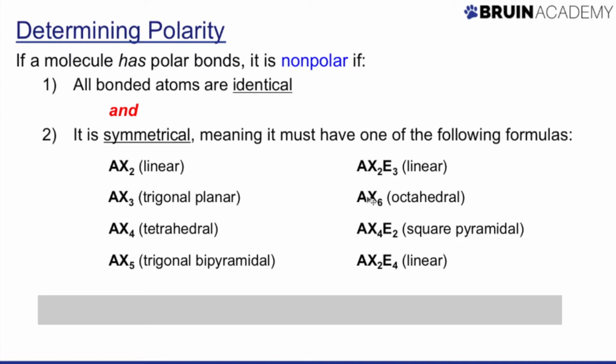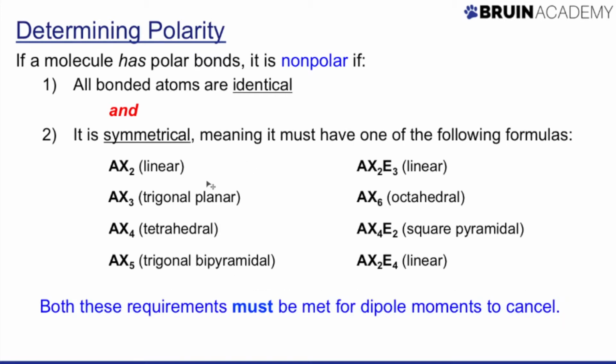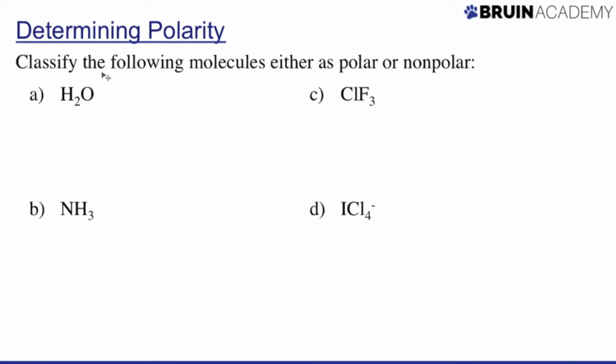And it turns out these following shapes, these 8 shapes, are the only ones that are symmetrical. And so if ever you have a molecule that has one of these shapes and all bonded elements are identical, then you have a nonpolar compound. And just as a reminder, you need both of these requirements for the molecule to be nonpolar and for the dipole moments to cancel, right? So let's classify these molecules as polar or nonpolar.